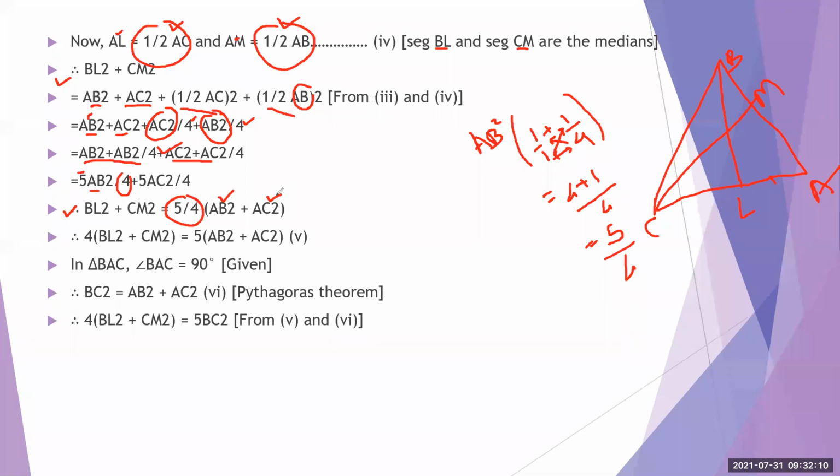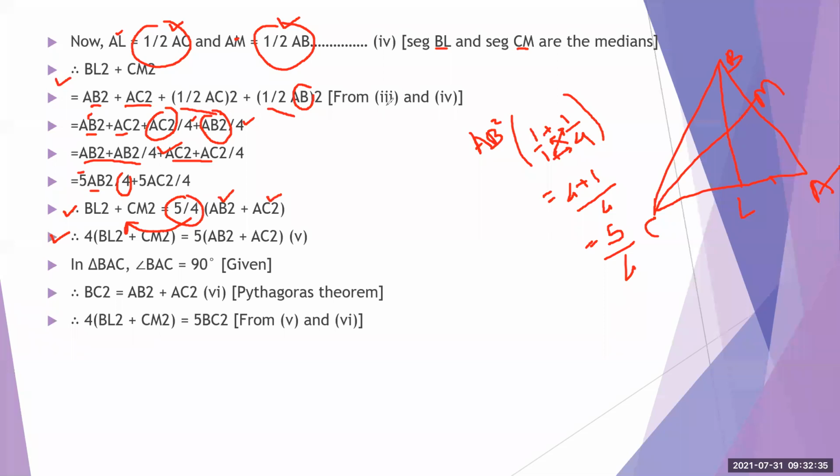Now up to this, 4 was divided, so simply we transfer this 4 to this side. So here we get 4 into bracket BL square plus CM square is equal to 5 into AB square plus AC square. Now you do not need AB square plus AC square. What we required there was simply BC. Now where will we get this BC from?